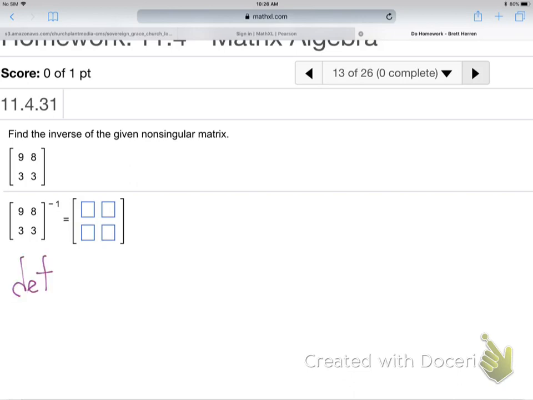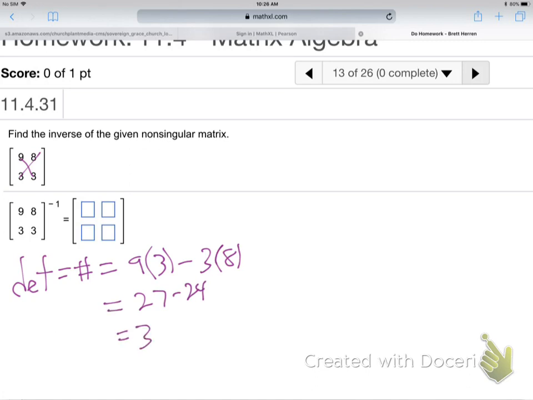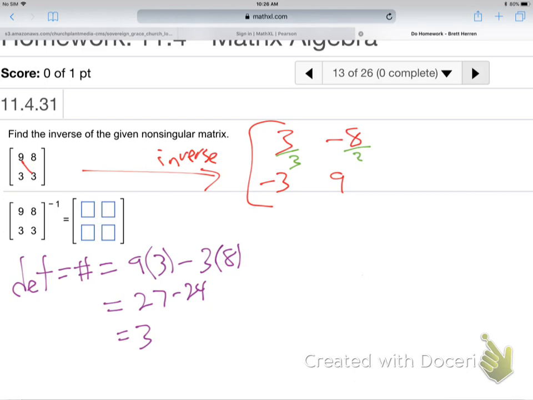So the determinant, the number, is 9 times 3, main diagonal, minus other diagonal. So it's 27 minus 24, 3. So I'm going to divide them all by 3 after I move them around. So the inverse is going to be, swap the main diagonal. 3 goes here, 9 goes there. Change the sign on the other diagonal. And then divide all 4 of them by 3, the determinant.